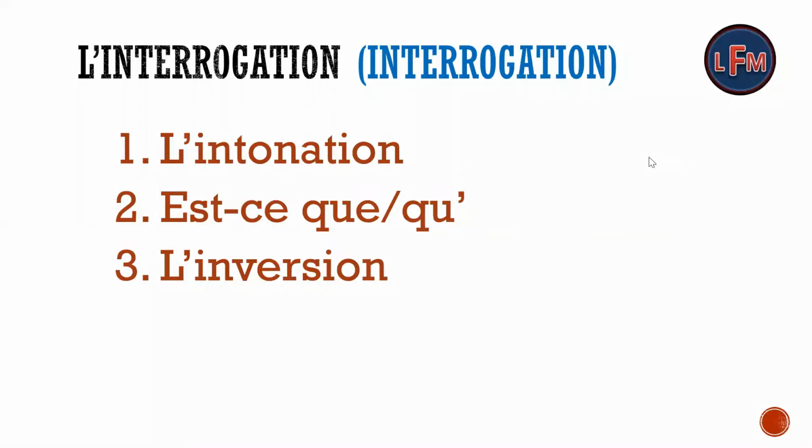In French, there are three forms of making a question. L'intonation, intonation, in which the voice rises. It's the simplest form of making a question. Then est-ce que, we add simply est-ce que to the sentence and then the question is formed. And the last one is l'inversion, in which we invert the subject and the verb.